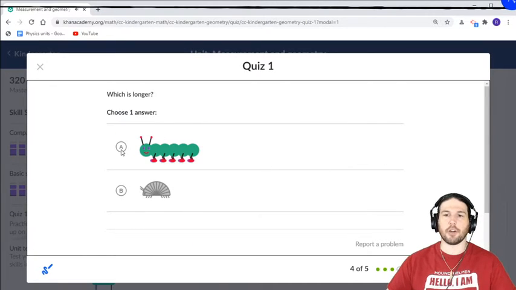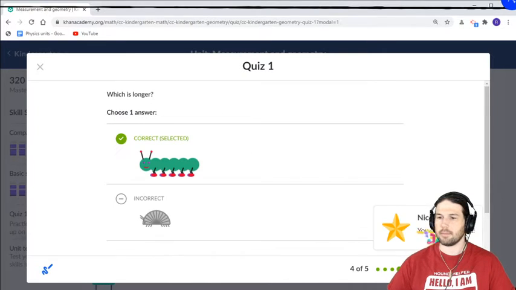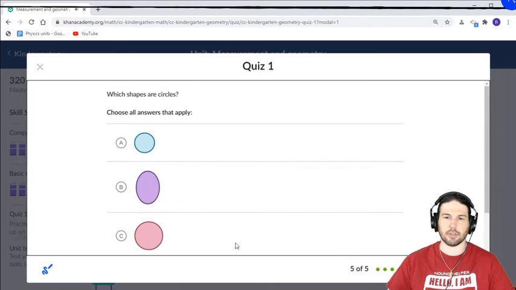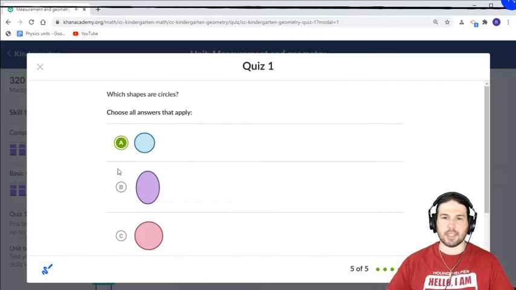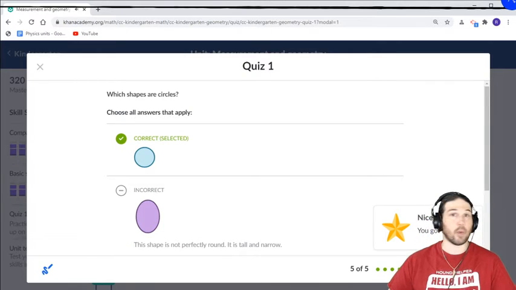Which one is longer? The caterpillar, with its adorable little shoes, is clearly longer than this pillbug, with its total lack of shoes. I see 2 circles, and I guess we would call this an oval at the kindergarten level. I imagine it's actually an ellipse, but that's way later. Quiz 1 is finished.